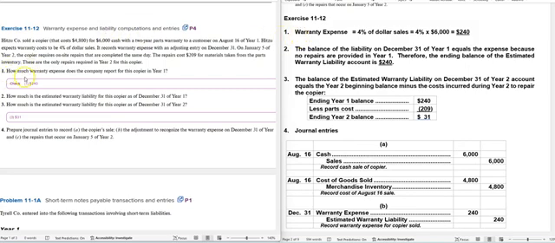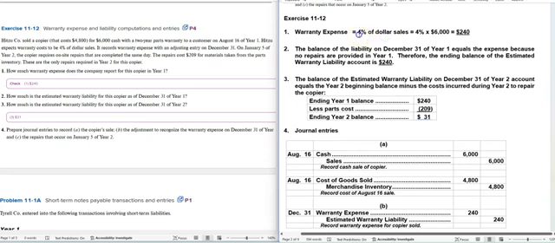The first thing they want us to do is determine what the warranty expense will be for year 1. So in the year that the sale was earned, we need to record the warranty expense that went along with that sale, and the amount is going to be 4% of the dollar sales. So 4% of the dollar sales, $240 warranty expense in the year of sale.